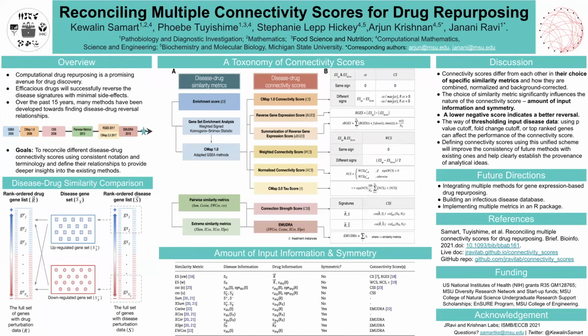Hello, my name is Kewalin Samart. I am an undergraduate student majoring in computational mathematics with a minor in computational math science and engineering at Michigan State University. I'm working in the Jeravi and Krishna labs at Michigan State. Today, I'm very pleased to present our recent work on reconciling multiple connectivity scores for drug repurposing.